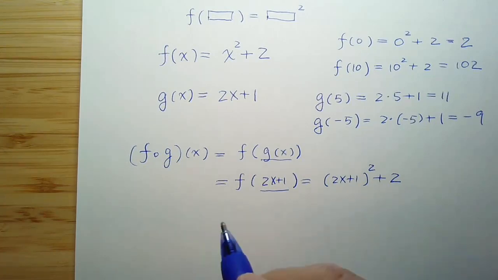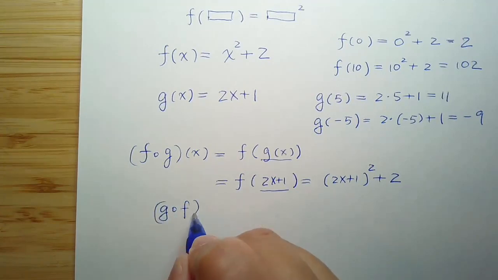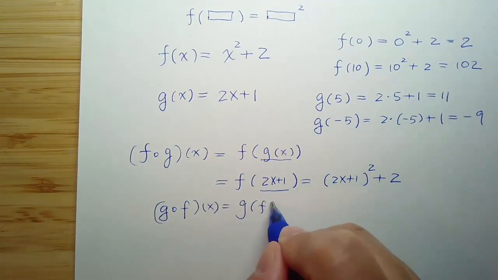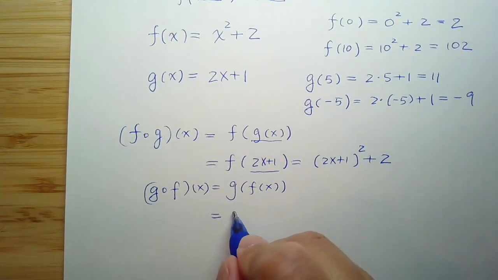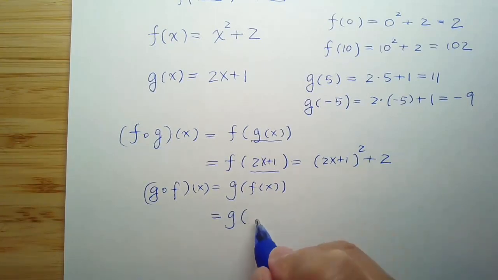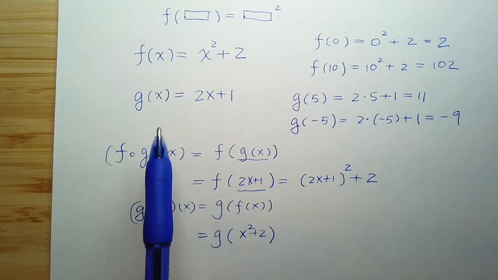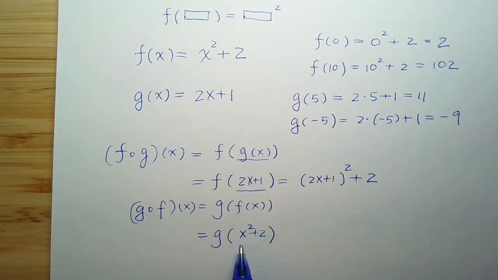That's how it works. So what about g of f of x? Let's see. That would be g of f of x, and f of x, we know, is x squared plus 2. And g of something is something doubled plus 1. So g of this guy is this guy doubled plus 1.